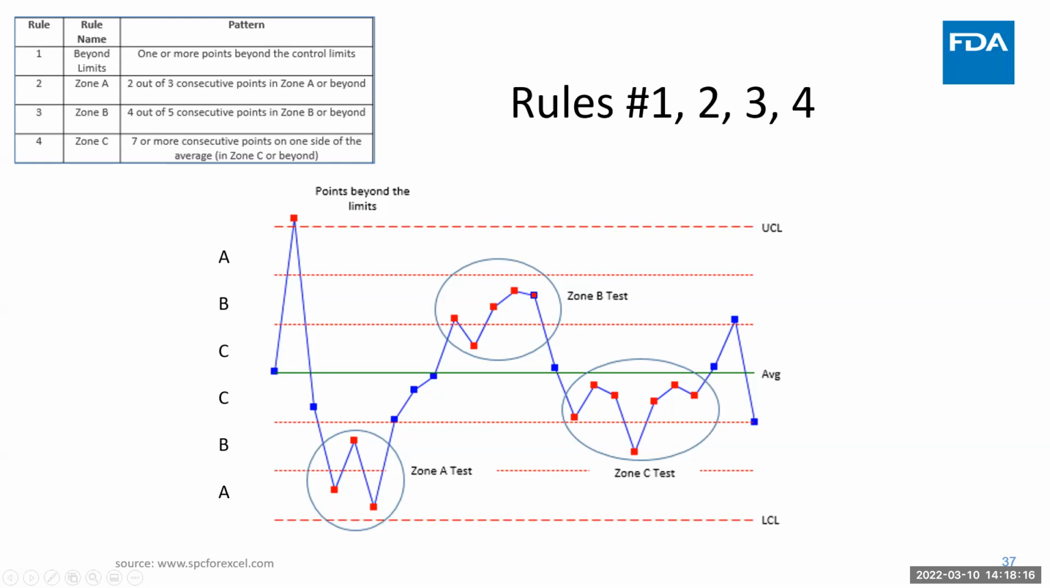Now for rule 2, this covers zone A. We have 2 out of 3 consecutive data points in zone A or beyond. Rule 3, zone B, you have 4 out of 5 consecutive data points in zone B or beyond. And rule 4, 7 or more consecutive points on one side of the average in zone C or beyond. These are indications that your process is starting to run out of control and you need to take a look at it and see what's going on. Next slide.